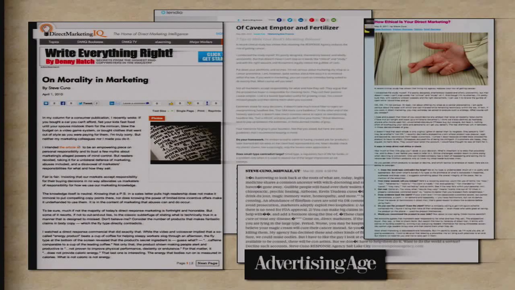I happen to be published in a number of advertising journals, and so I've written articles. I don't know if you can see this, the headlines are like "Morality and Marketing," "Caveat Emptor," and "Fertilizer," because they wouldn't put bullshit in the headline. And I have to give these publications credit. Number one, they're paying for these articles, but number two, they run them, and they're going to offend a lot of their readers. I've got one called "How Ethical Is Your Direct Marketing?" That ran in a magazine with a circulation of 300,000 among marketers.